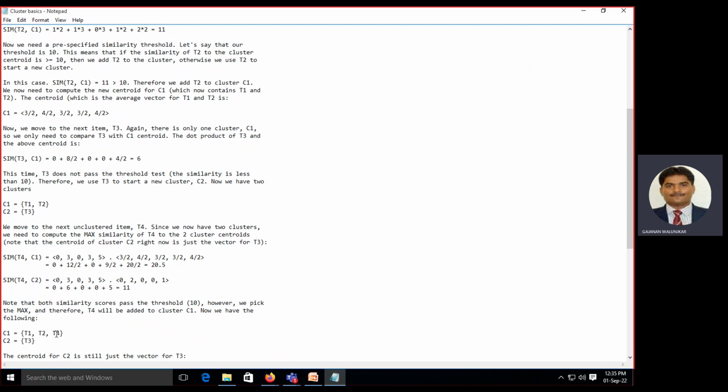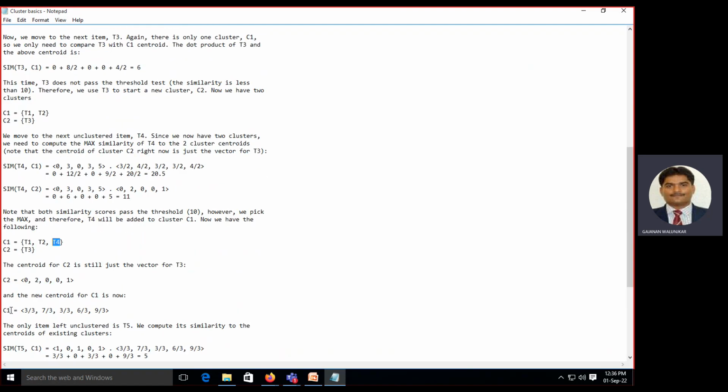When you are placing T4 in C1, you have to update the cluster value of this particular C1. That means you have to consider the T4 value, add it, and divide by 3. You have to go for divide by 3. That means like this, you are updating C1 is equal to T4 plus the C1 values, divided by 3. Like this you are updating the cluster value.